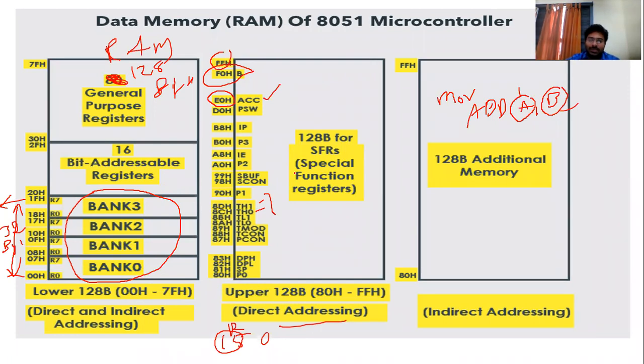See this, all the registers: P0, nothing but port 0, stack pointer, data pointer lower byte, data pointer higher byte, then power control register, timer control register, timer mode register, TL0, TL1, then port 1, then serial buffer, port 2, interrupt enable, port 3, interrupt priority register, PSW register, ACC, nothing but accumulator, and B register. These are the codes for the registers. But for some registers you need not specify those codes.